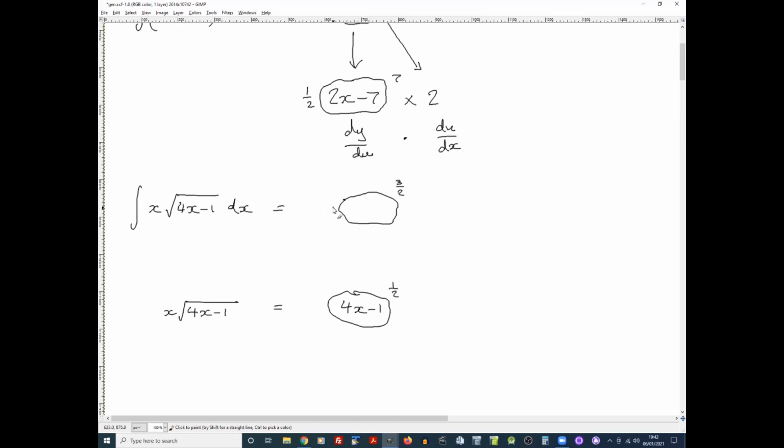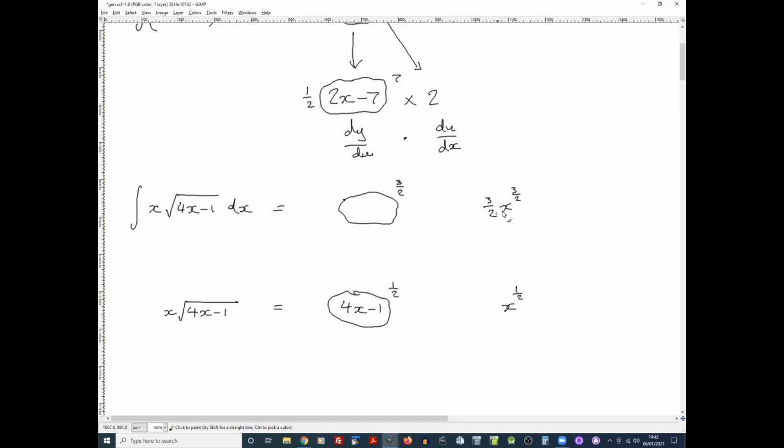I mean, if that was just x, and you were integrating x to the power of a half, what would you get? You'd get x to the 3 over 2, and then you would get that divided by, no, sorry, times by 3 over 2.